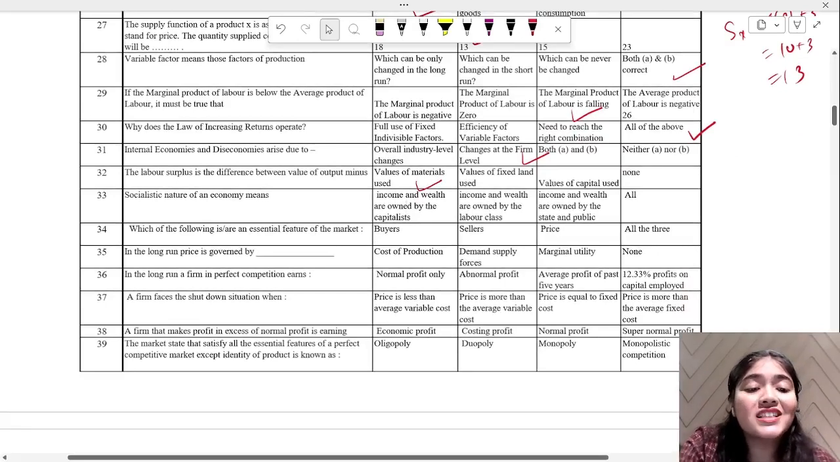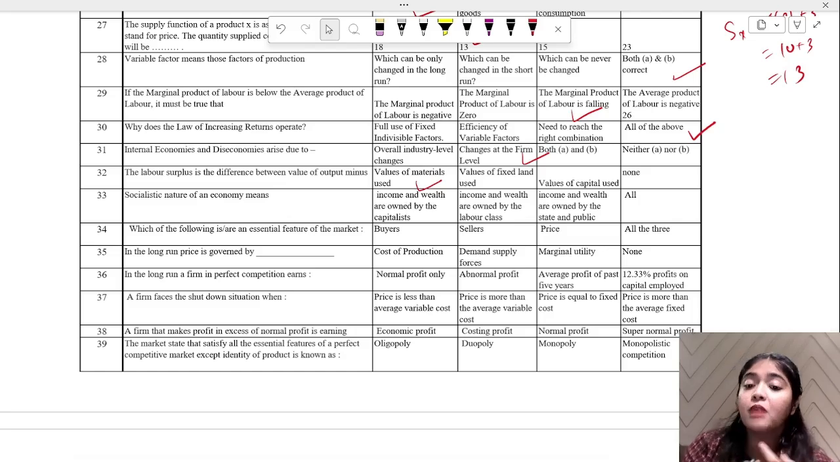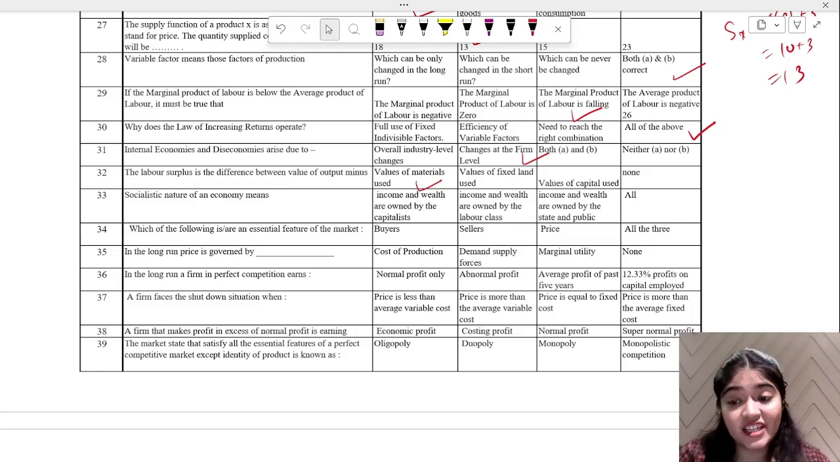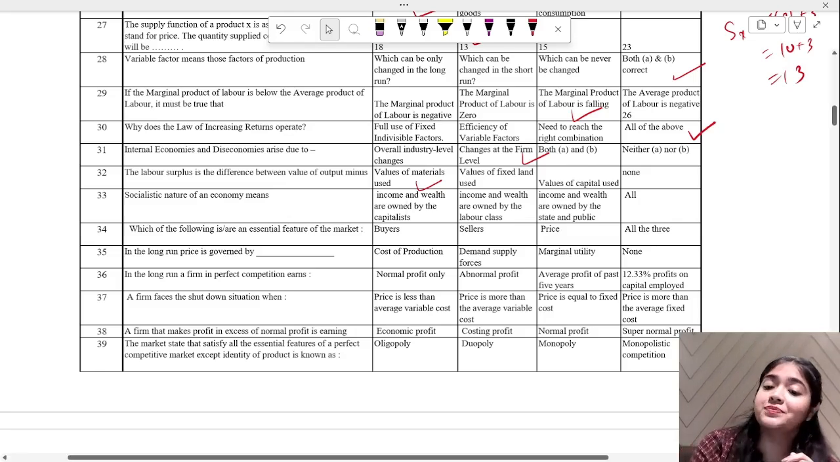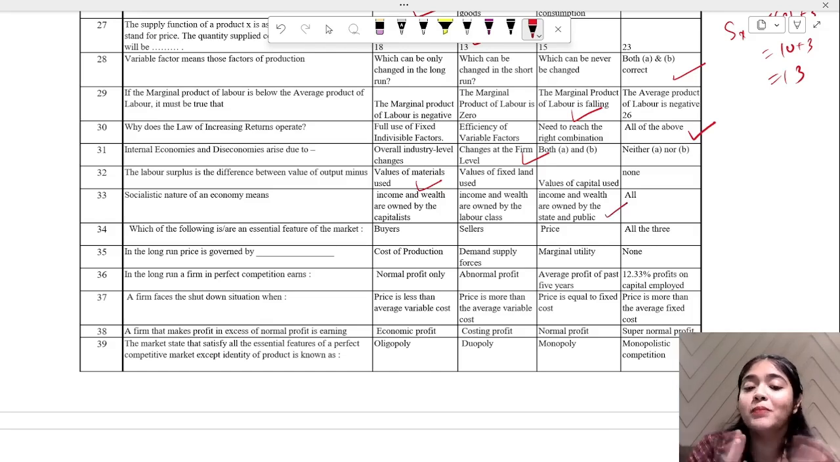So, socialistic nature of economy means what? Income and wealth are owned by capitalists, income and wealth are owned by the labor class, or income and wealth are owned by state or public, or all. What is it? Socialistic nature. That means it's owned by state and public, both, a blend of both.